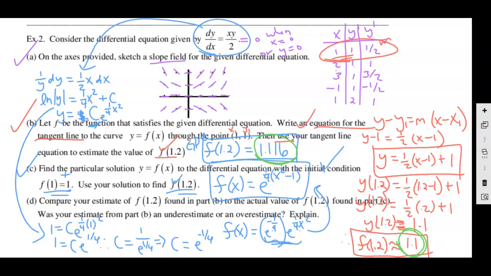Tangent line was a pretty good guesstimation for us. But was it an exact answer? No. So last part, compare my estimate, which was the 1.1, to the actual value, which is the 1.116. And then let's figure out, was it an overestimate or an underestimate? And then let's look at the error that was involved.